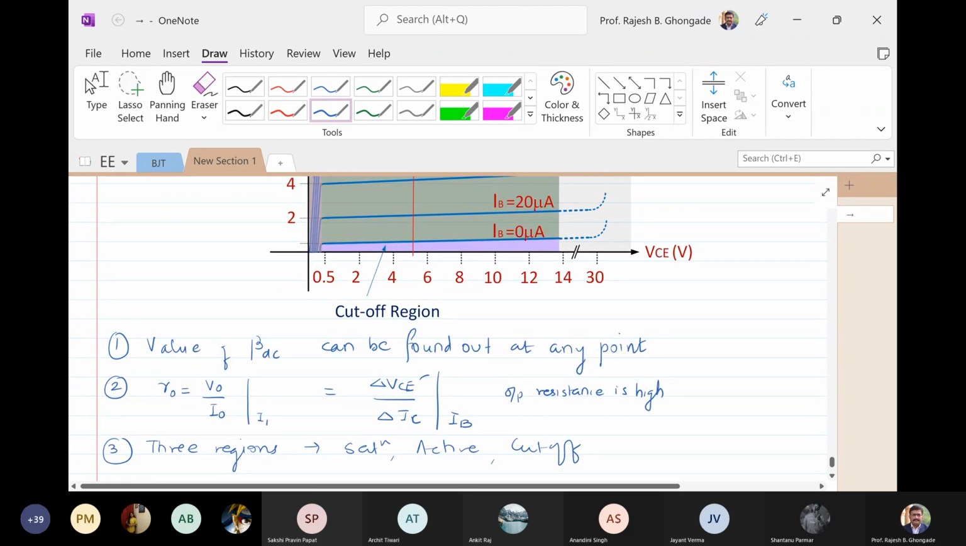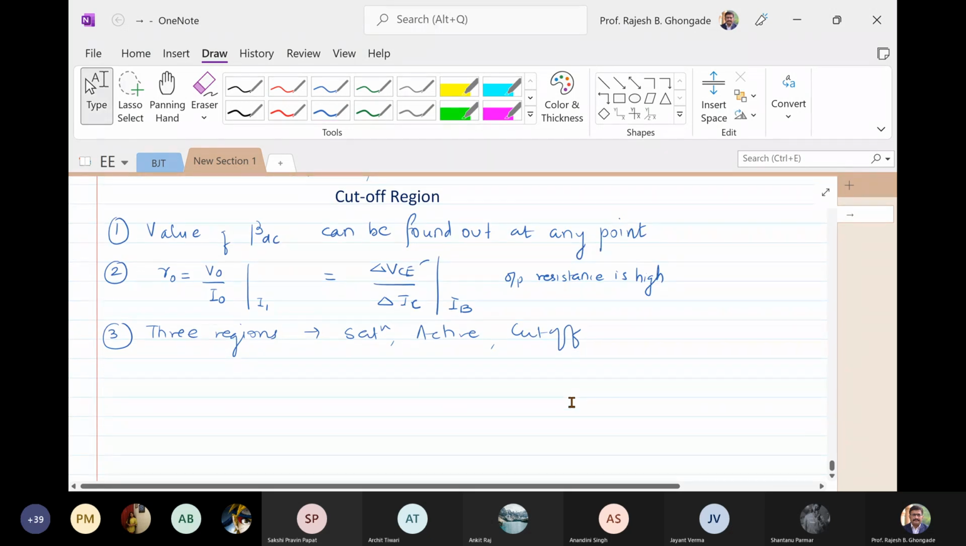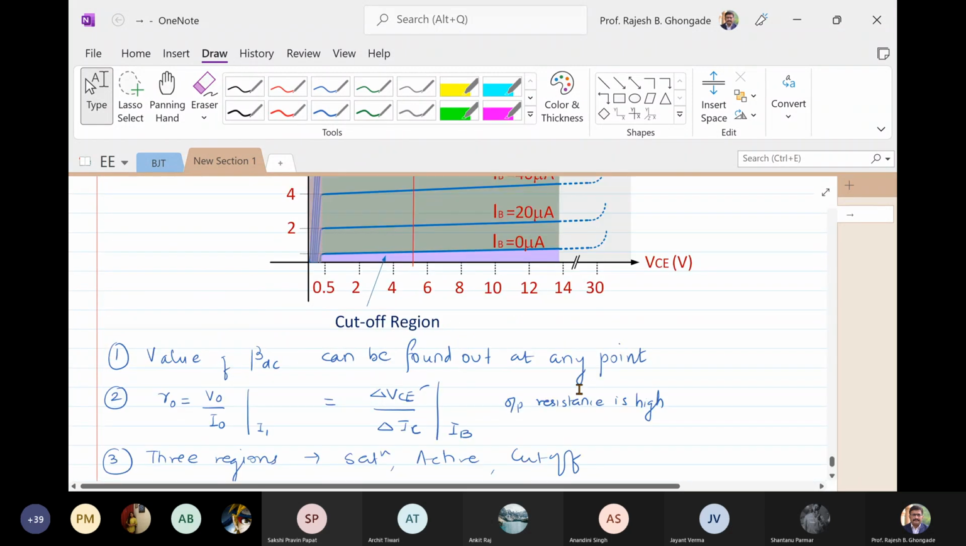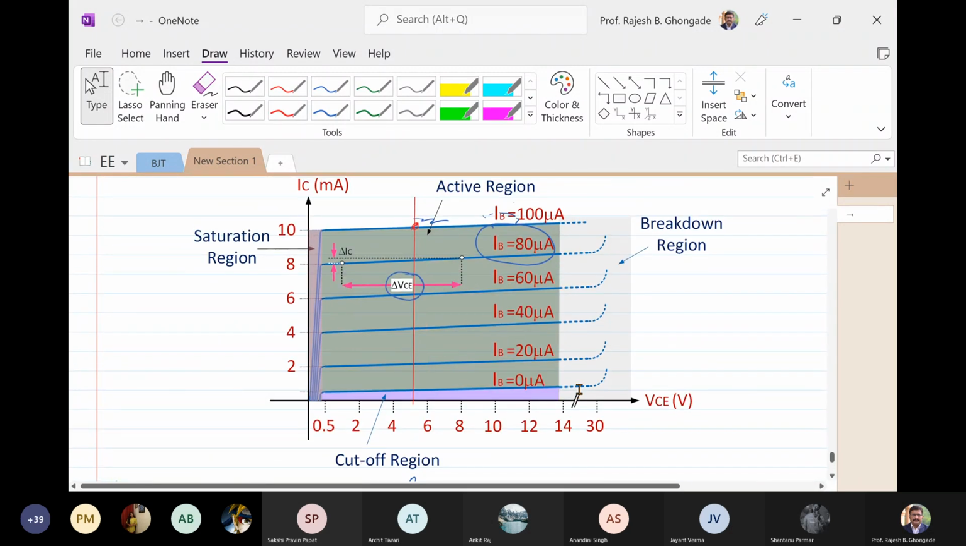Okay. Let us talk about active region. In our active region, what do you see? The curves are approximately horizontal, isn't it? There is a small slope here, but it is approximately horizontal. So as I increase VCE, IC does not increase. So IC is dominated or determined only by IB. VCE does not play any part in that. Are you able to understand this?